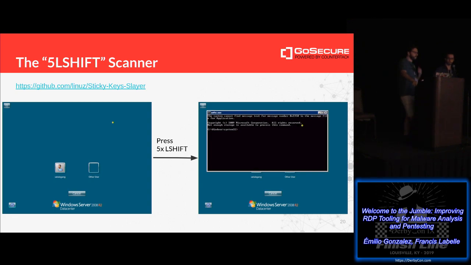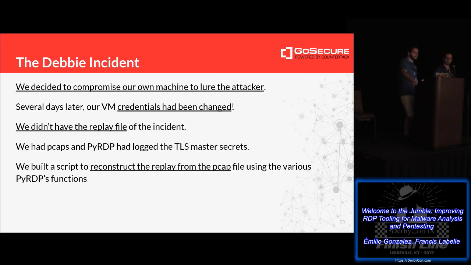So we thought, well, if someone scans for those things, if we compromise ourselves, maybe someone will come back. This is exactly what we did. We implemented the backdoor, and we waited. Several days later, our VM creds had been changed, so we had been compromised. We were all excited about that, so we came looking for the replay, and we didn't find it. This was caused by a bug in PyRDP that we have obviously fixed by now.